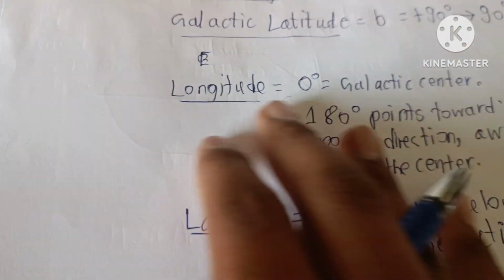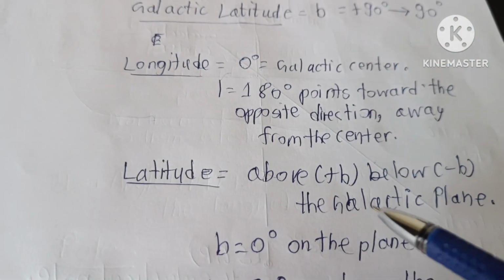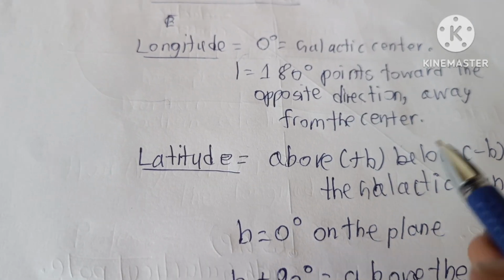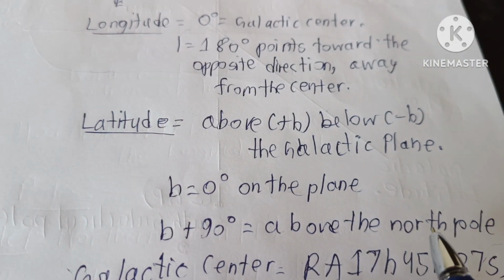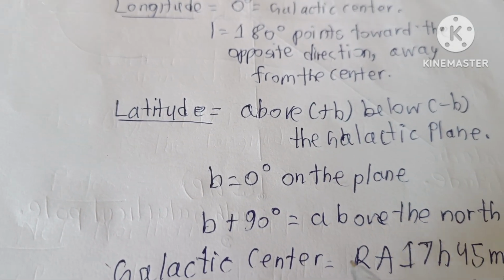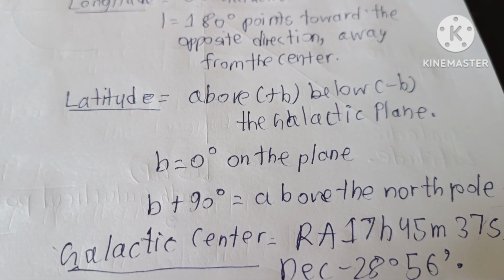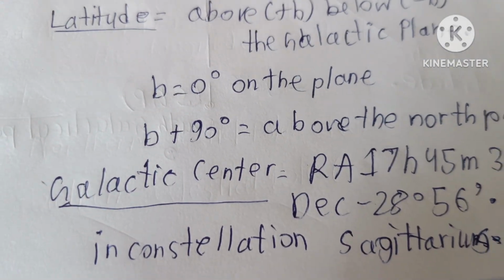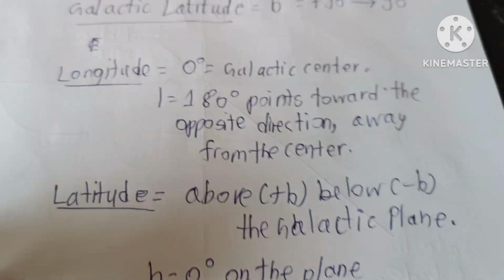The galactic plane is like the celestial equator in this system. It works like an equator. B is 0 on the plane. B plus 90 degrees is above, at the north pole. So the galactic center is RA 17 hours 45 minutes 27 seconds, declination minus 28 degrees 56 minutes, in the constellation Sagittarius.